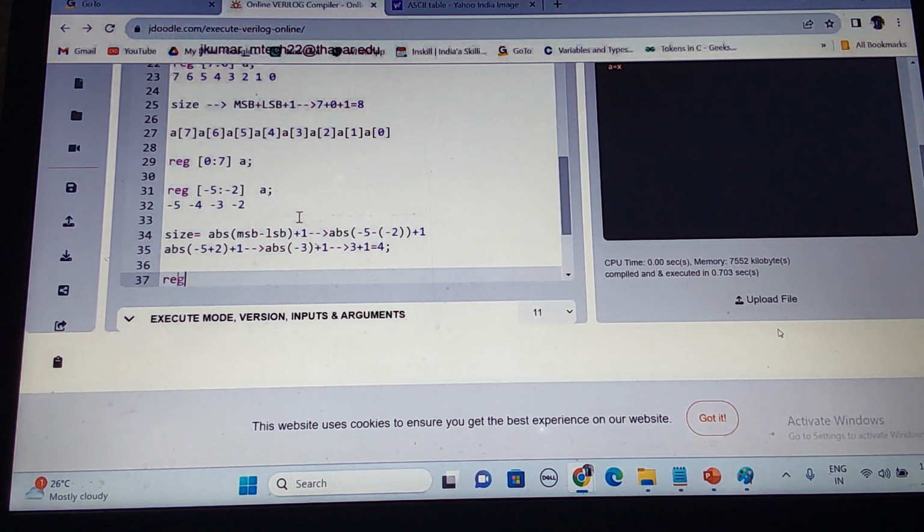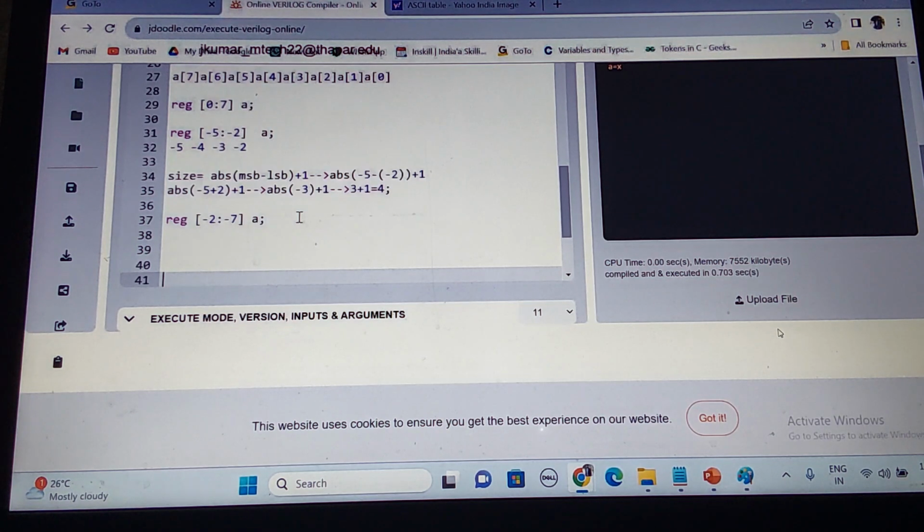Now if I am going to write the vector like this, minus 7, or I can write minus 2 colon minus 7. Is it correct? So what is the size of this, minus 7 colon minus 2? This is nothing but what? Minus 2, correct? Minus 1.